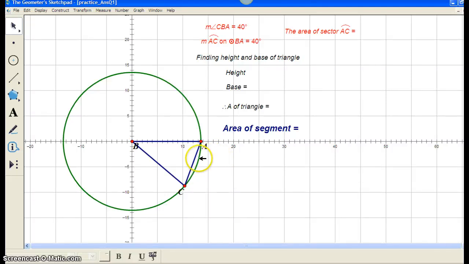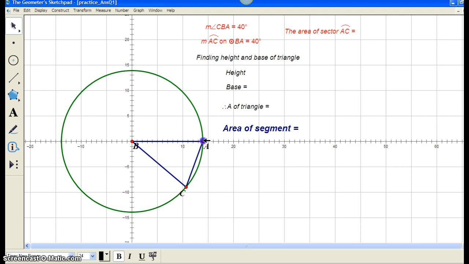So we have our circle drawn with a radius of 15. Let's make sure that's right on 15. And we have our sector drawn, and our sector angle, as you can see up here, is 40 degrees. Here's another way we can write it: the measure of arc AC on circle B equals 40 degrees.